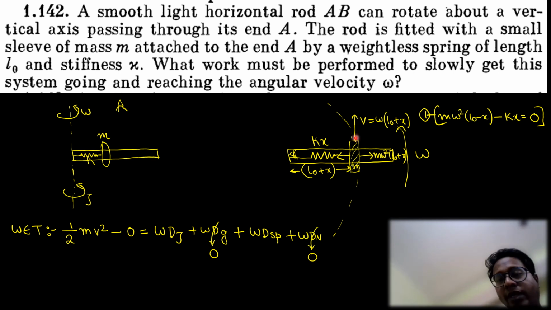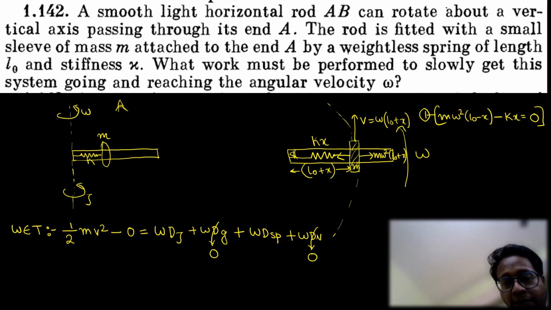Understood? Normal reaction force into displacement of the ring is equal to normal reaction force on the rod into displacement of the rod. This ring would have positive normal work and this rod would have negative normal work, and both the magnitudes of work are the same out here. Understood? So we need to find out work done by torque. Work done by torque is nothing but half mv square minus work done by spring.